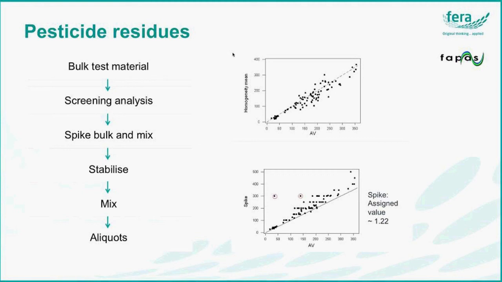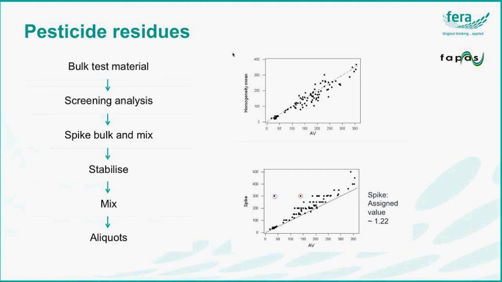We know what the spiking value is, we know what the homogeneity value is, and we know what the assigned value is based on the consensus of participants. But what we observe is a remarkable difference between what we've spiked in and what we have as the assigned value. The chart at the top is a homogeneity mean value plotted against the consensus assigned value, and there's good agreement.